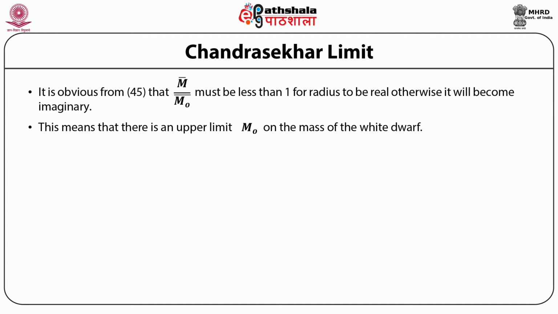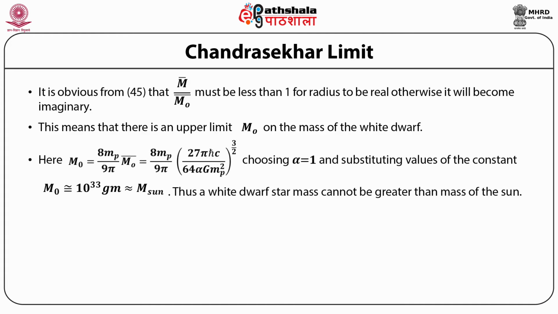This means that there is an upper limit M0 bar on the mass of the white dwarf. Here M0 is equal to 8 times the mass of proton divided by 9π multiplied by M0 bar, which is equal to 8 times m_p upon 9π multiplied by (27π ħc upon 64 times α times G m_p squared) whole raised to power 3/2.